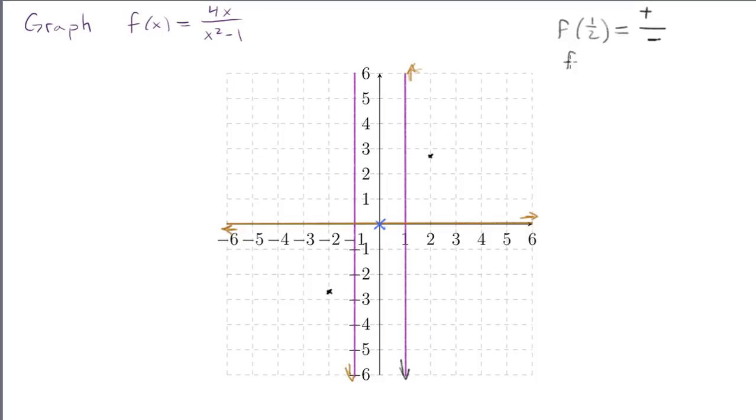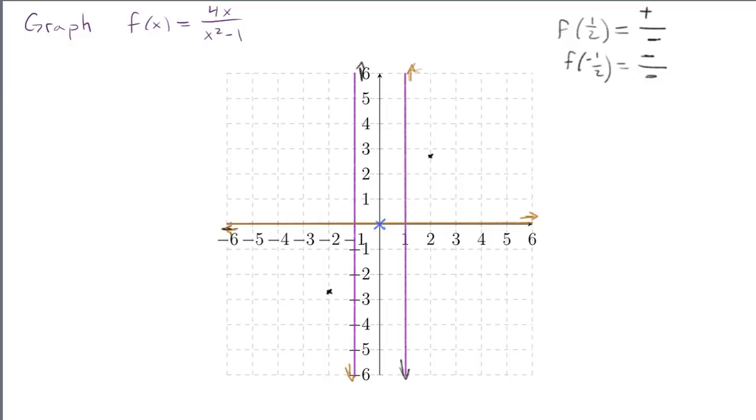Likewise, f of negative 1/2. Up top that's going to be a negative 2. And down below it's something like 1/4 minus 1. That's also negative. The whole thing is positive. It's going to be positive up in here. Awesome. So I think we've got the behavior pretty well set.